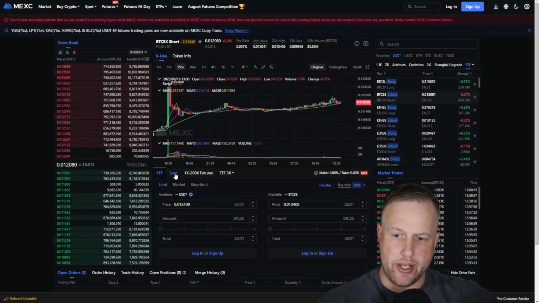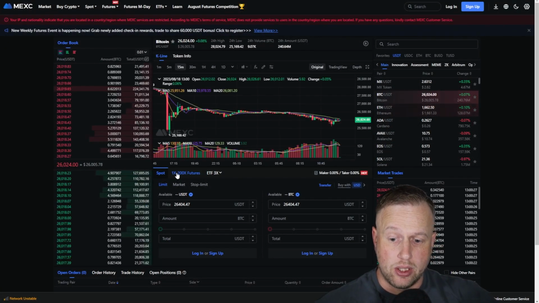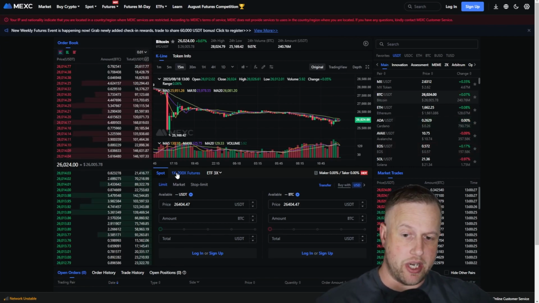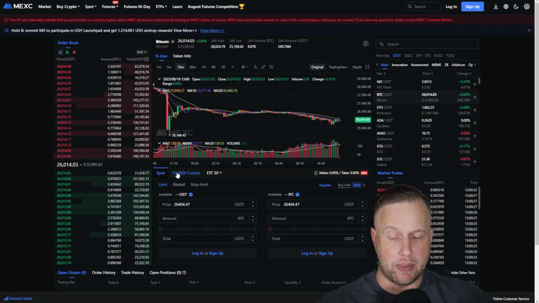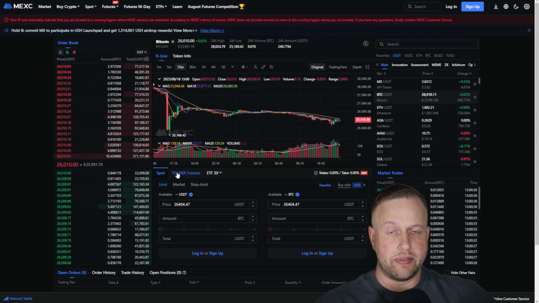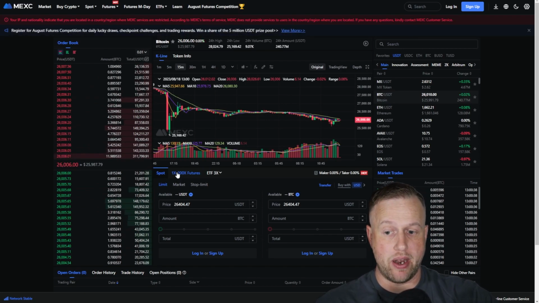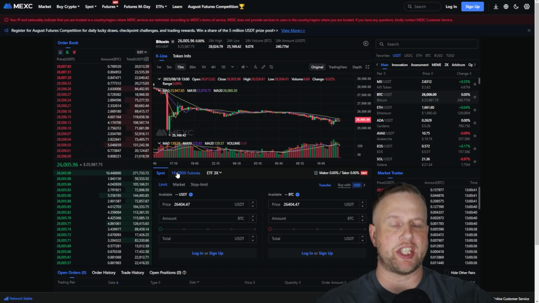So the other side of this is you don't need to do leverage or ETFs or anything. You can just do spot plays. An actively managed spot portfolio is better than just set it and forget it.